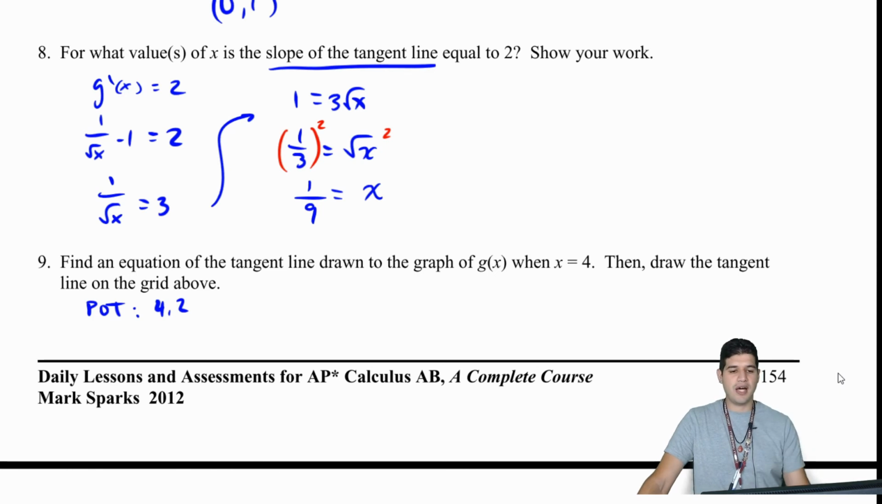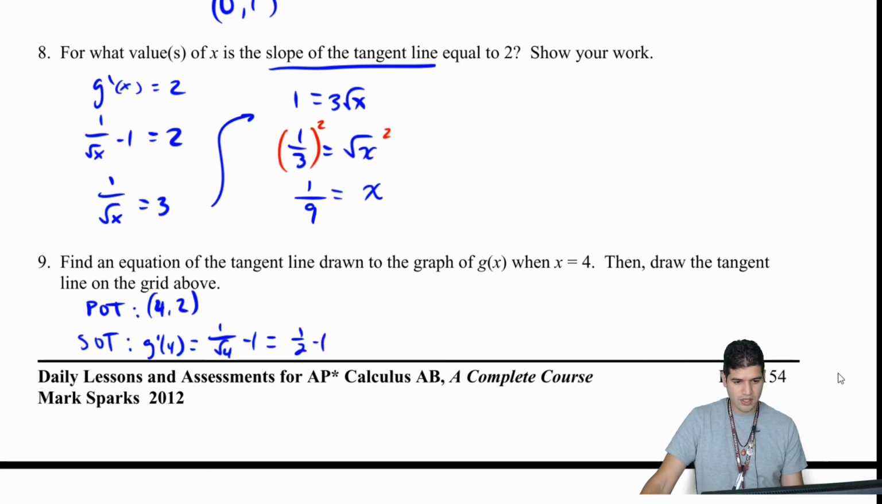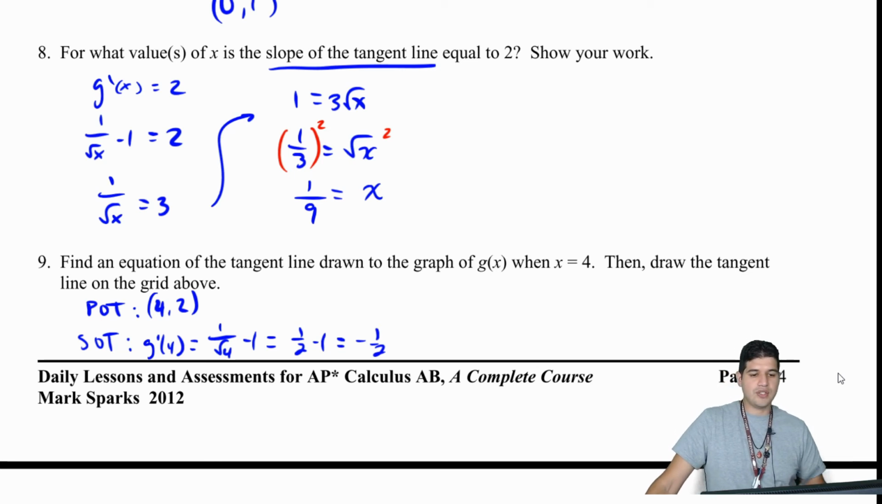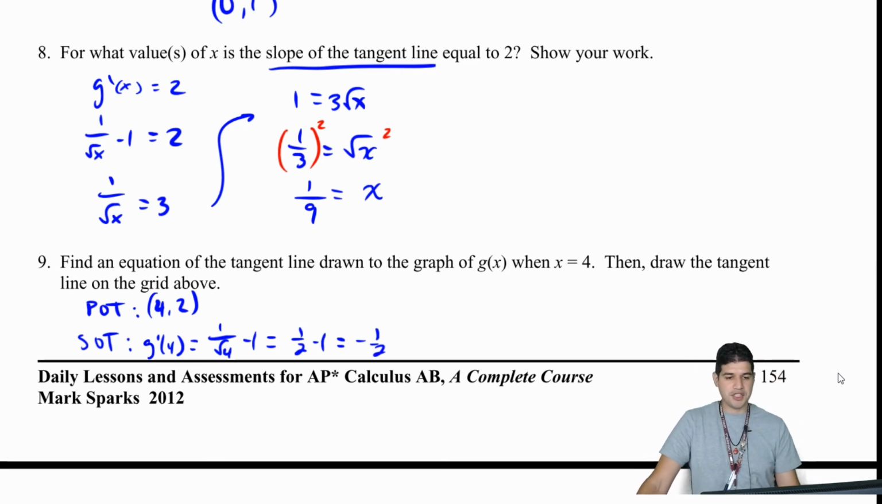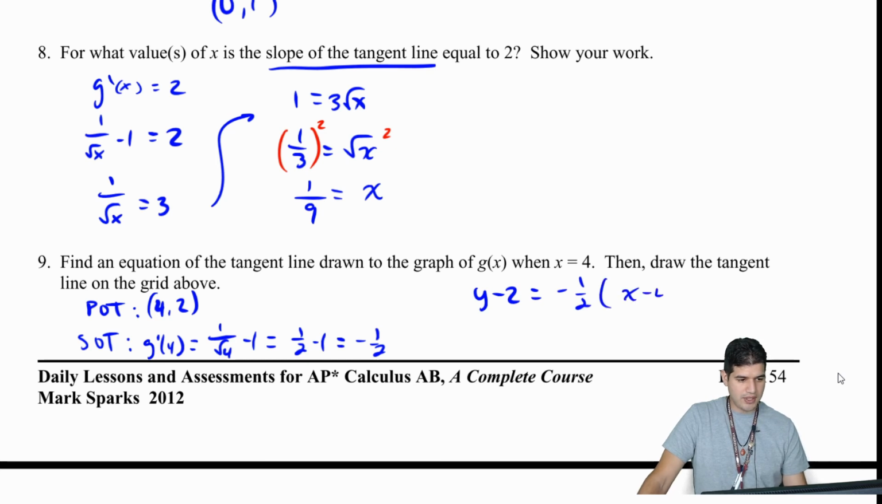And now I want to find what is that slope of the tangent line. Well, we're given g prime. We've already found that. So let's go, g prime at 4 is going to be equal to 1 over the square root of 4, minus 1. So that's going to be 1/2 minus 1, which is going to be negative 1/2. All right, and so now I just need to write my equation from this information. It's going to be y minus 2 equals negative 1/2 times x minus 4.